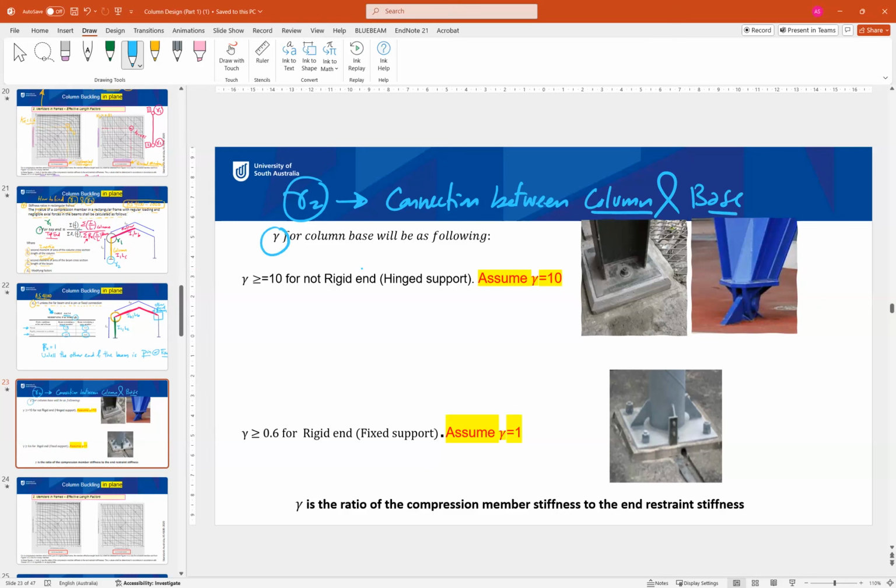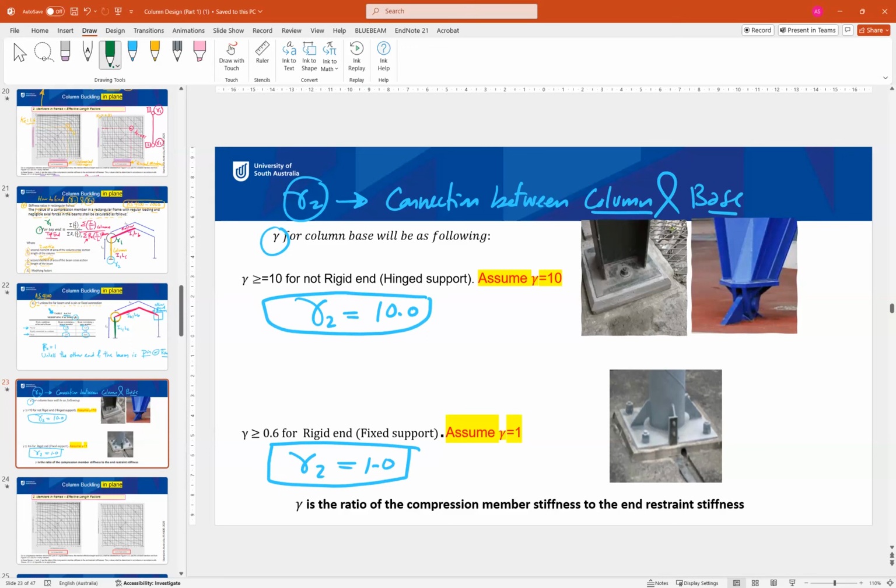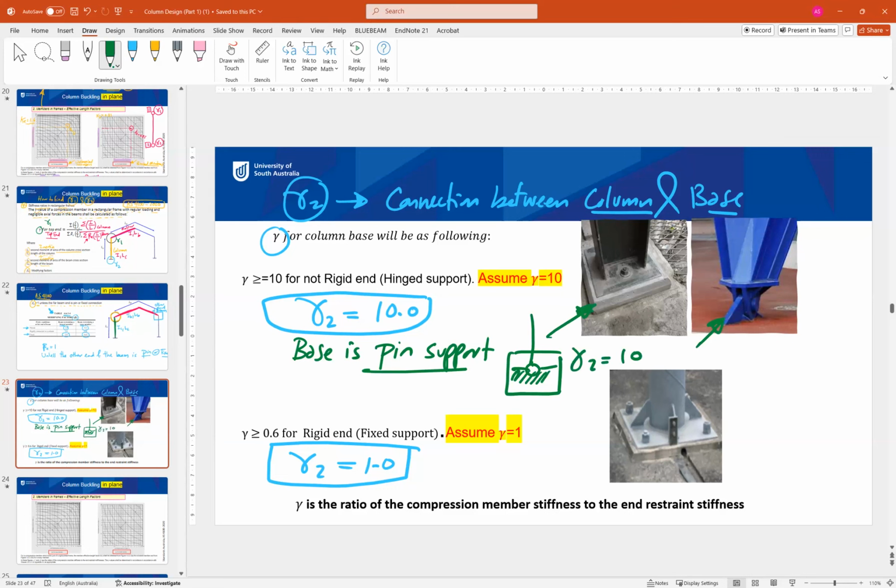So gamma 2 can have two values. Gamma 2, we will take it 10 or gamma 2 equal to 1. So you can summarize this to two values. Gamma 2 will be 10 if we have the base is pin support or hinged support, similar to this one or this one. So if the connection between the column and the footing is hinge, gamma 2 is 10. For rigid end or fixed support, we will take gamma 2 as 1, similar to this footing here.